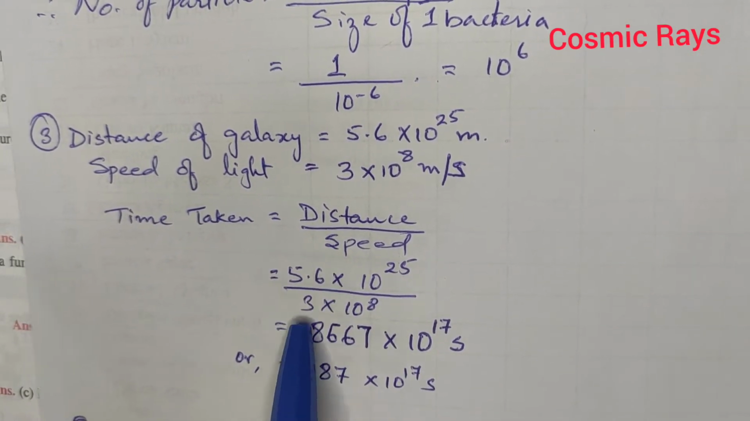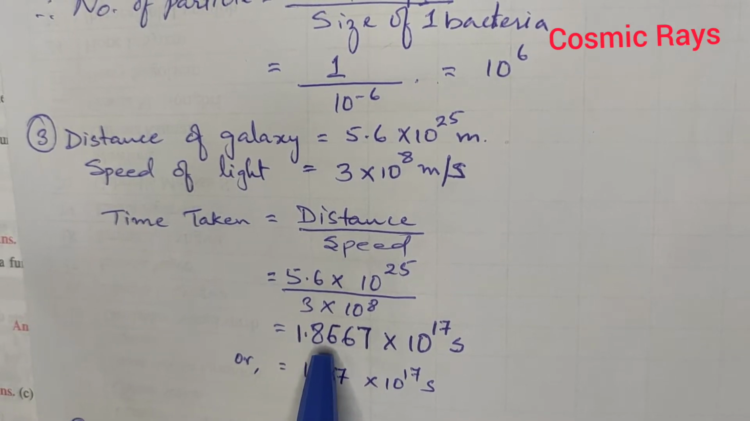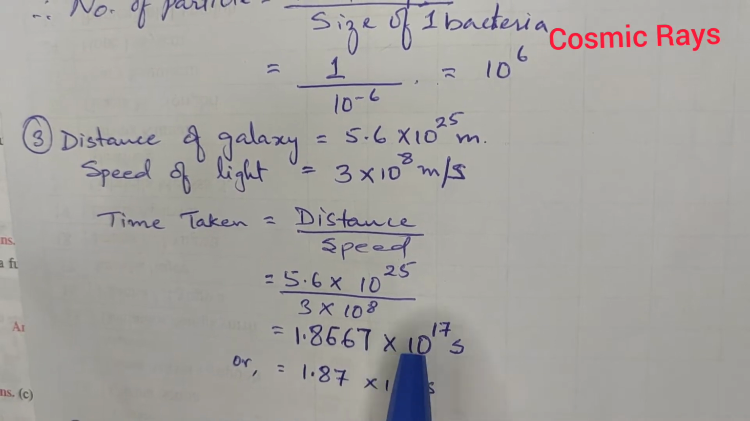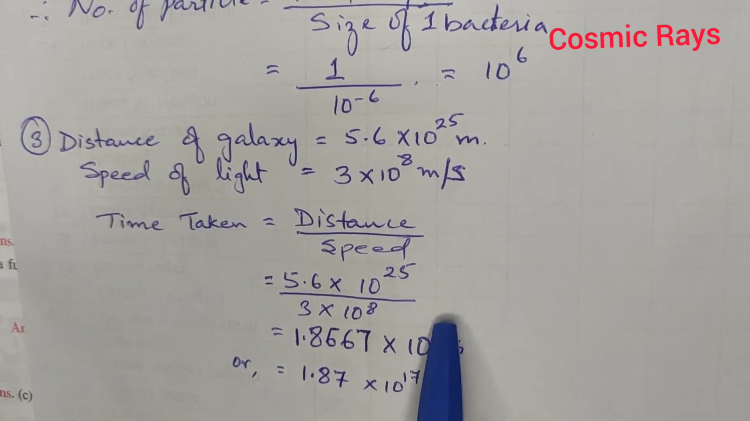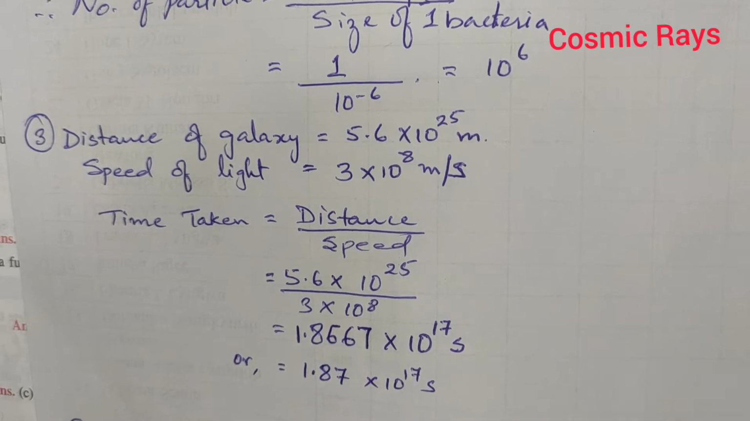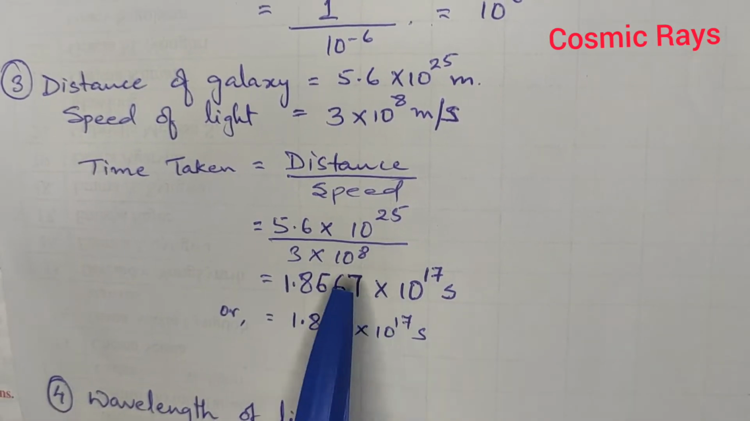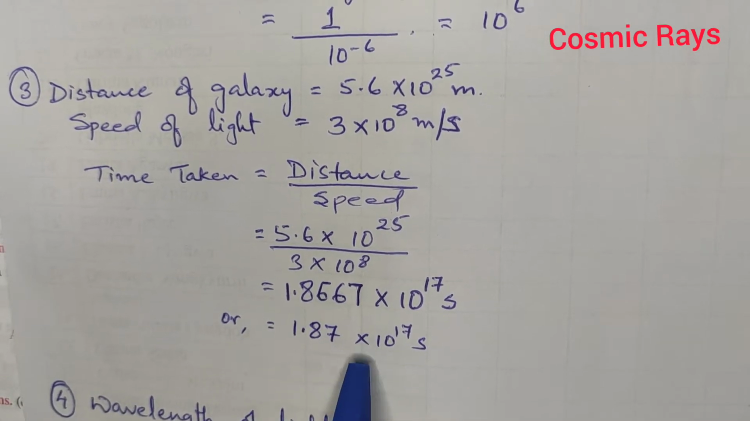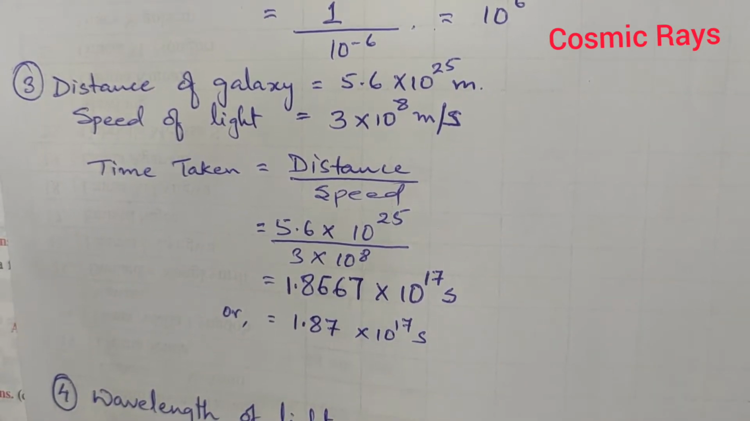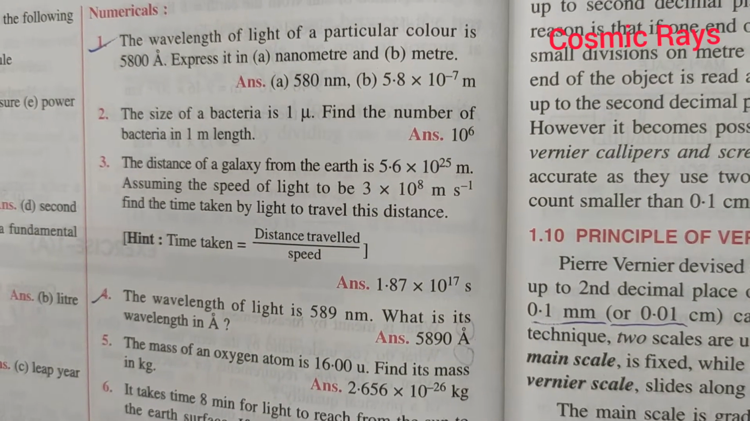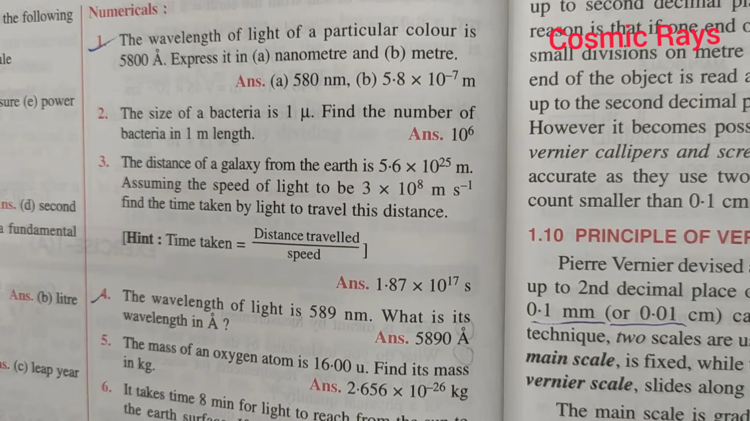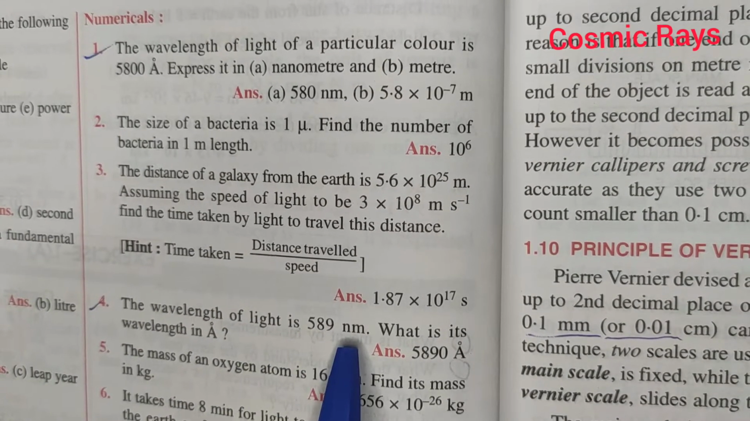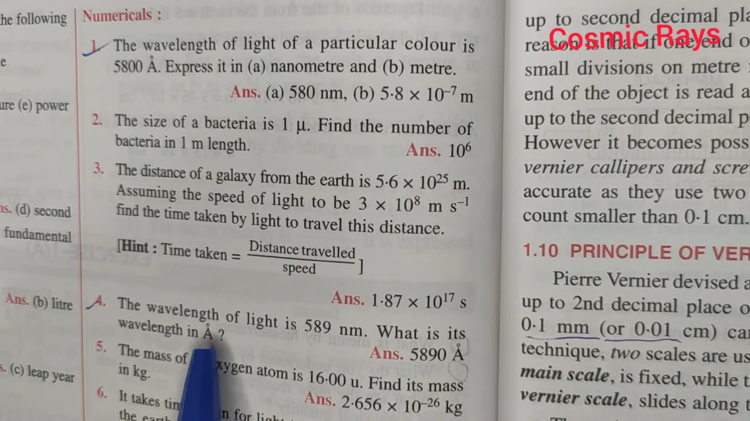When you divide 5.6 by 3, we get 1.8667. Actually it would be 666 something, into 25 minus 8 is 17. So 10 raised to the power 17 seconds. Now we make a round off and we write it as 1.87 into 10 raised to the power 17 second. Now the next question, question number 4 says the wavelength of light is 589 nanometer. What is its wavelength in angstrom?